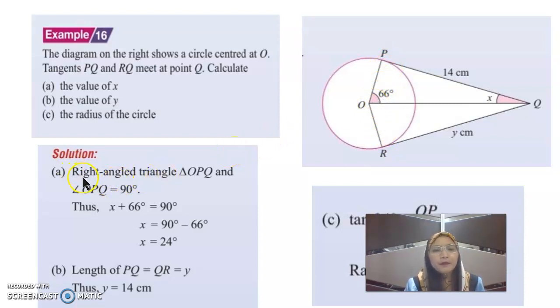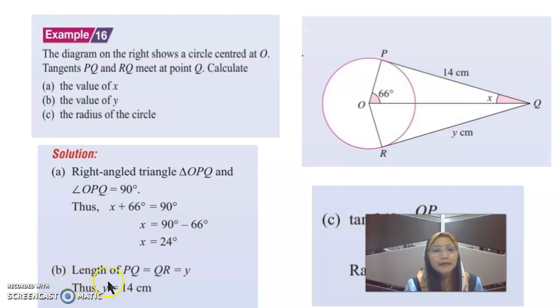Solution. See the right angle triangle OPQ, and angle OPQ is 90 degrees. Thus, X plus 66 degrees is 90 degrees. X is equal to 24 degrees.